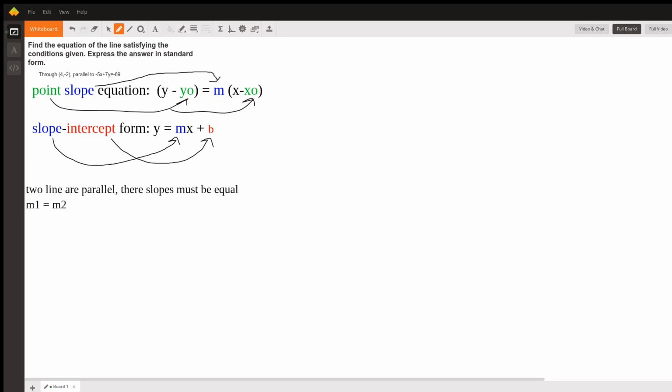And so for this first equation, what we need to do is first figure out what the slope is. And in its standard form right now, we can't easily see that. So we want to transform this first equation, after I rewrite it, into the slope-intercept form. So we have minus 5x plus 7y equals minus 69.